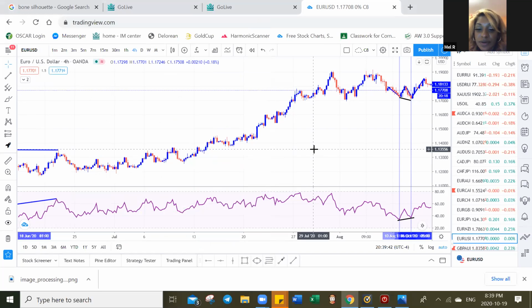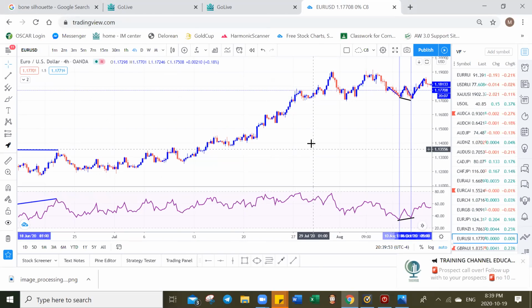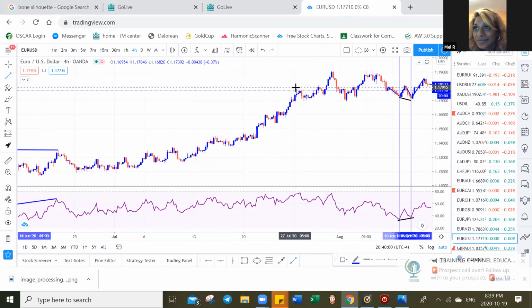Has anyone else found divergence? I think I see a regular bullish divergence. Oh, cool. Are you on your phone or your laptop? I'm on my phone. Where your cursor is at, right above that, I think. Yeah, right above that. Okay, I see it.